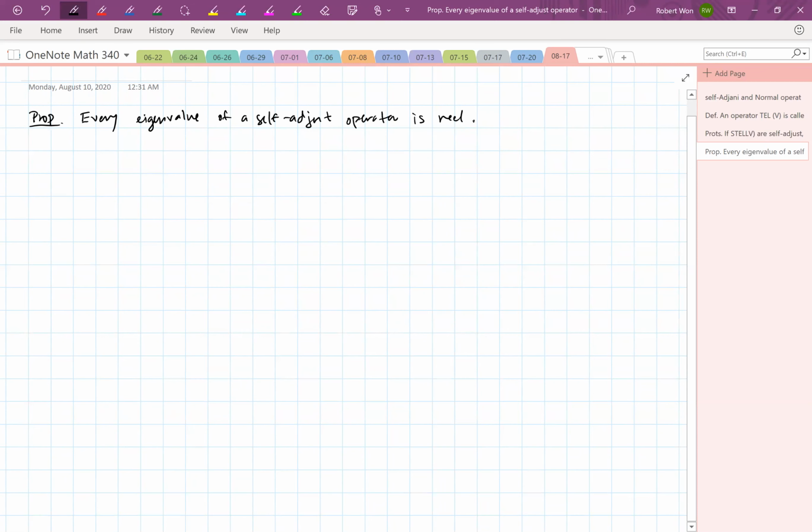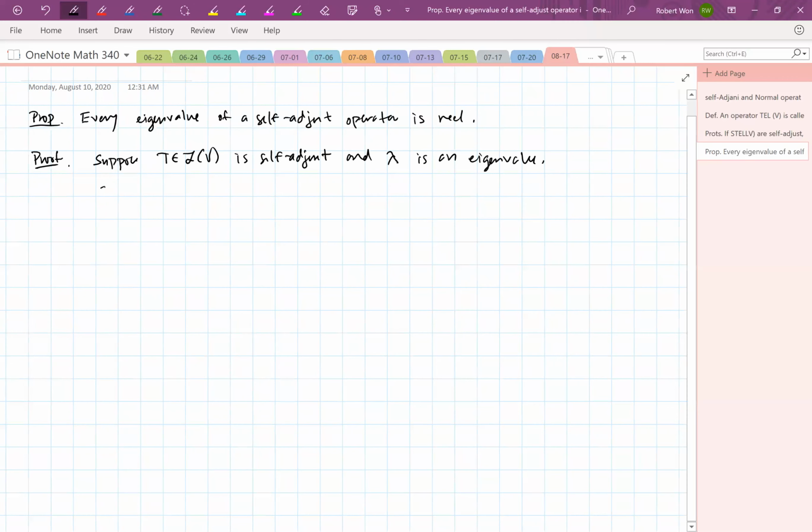So here's another way in which they're like behaving like real numbers. All of their eigenvalues have to be real. Of course, over the complex numbers, every operator has eigenvalues. If it's self-adjoint, then they all have to be real. And so here's the proof. Suppose T in L(V) is self-adjoint, and suppose that lambda is an eigenvalue. We want to show that lambda is real.